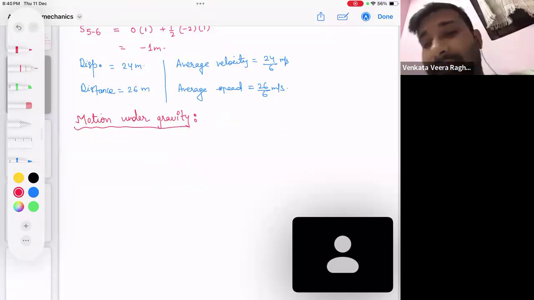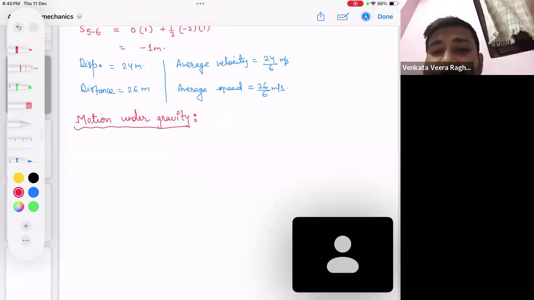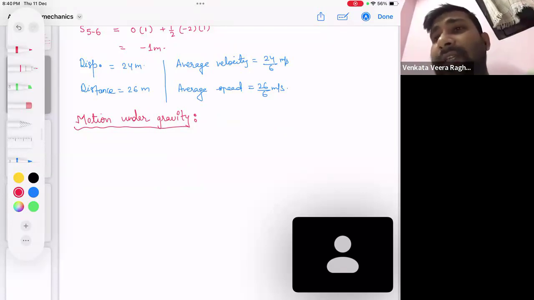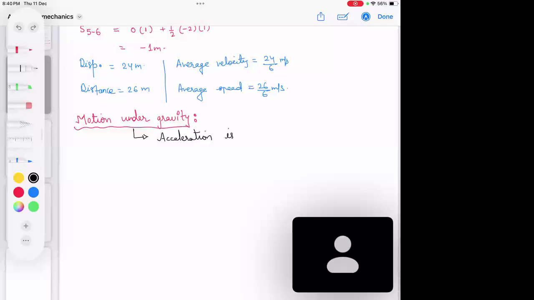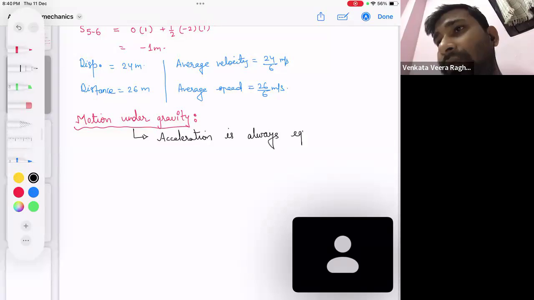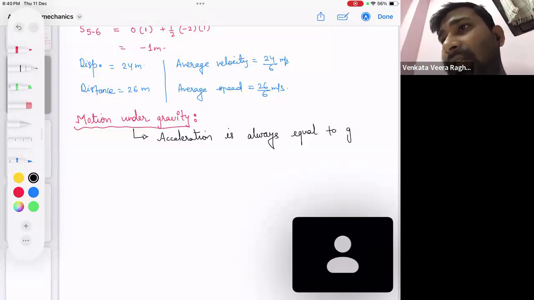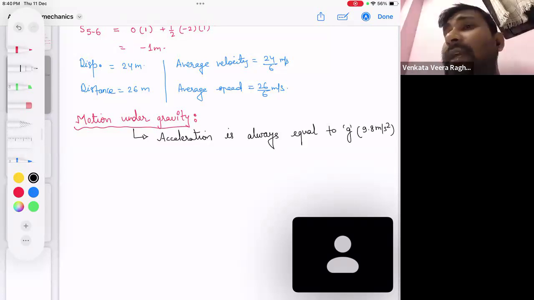So that is one of the less variable. That means if a particle motion is happening under the influence of gravity, then we always know the acceleration. And how much is the acceleration of the particle? So in this kind of motion, acceleration is 9.8 or 10, always equal to g. How much is g? 9.8 meter per second square. And which direction is it? Always downwards.